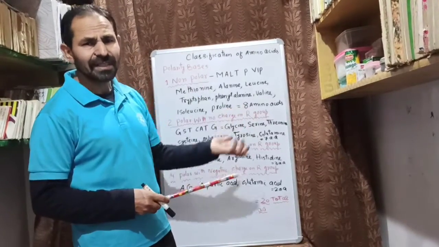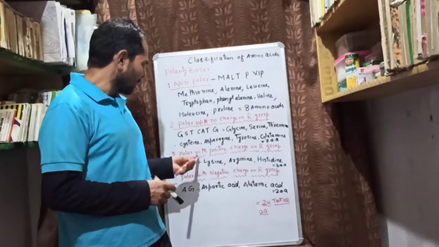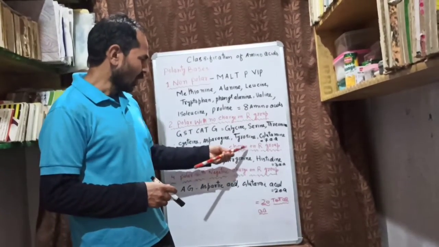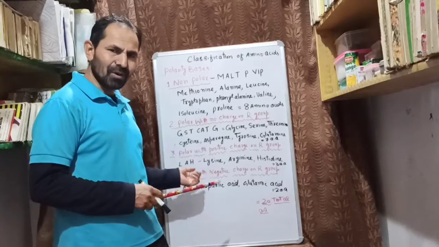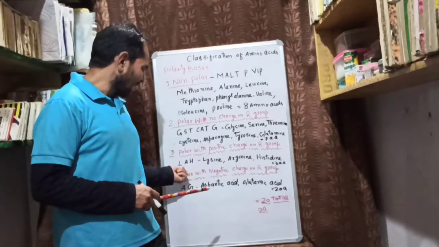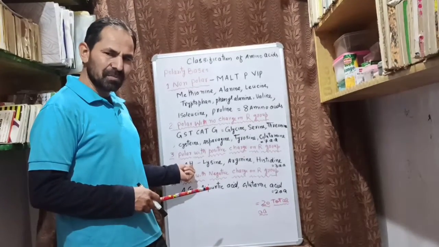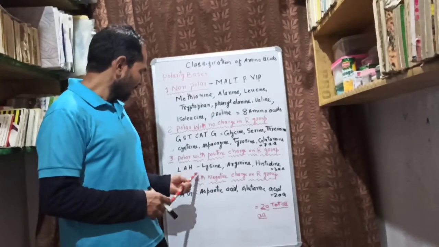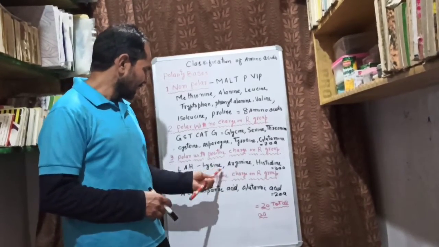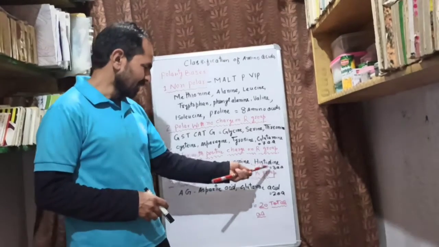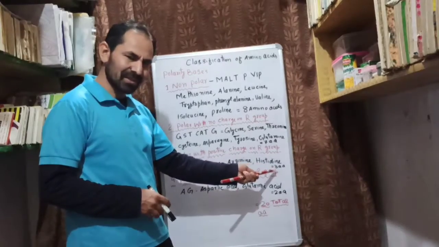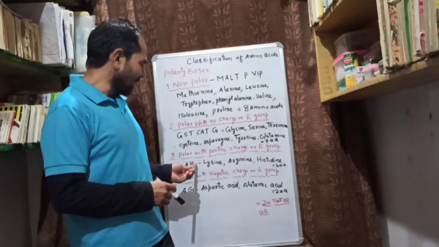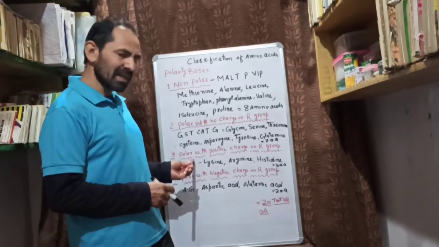Then we go for the third category, that is polar with positive charge on R group. So here the formula is LAH. If you expand this formula, L stands for lysine, A stands for arginine, and H stands for histidine. So overall 3 amino acids fall in this category.